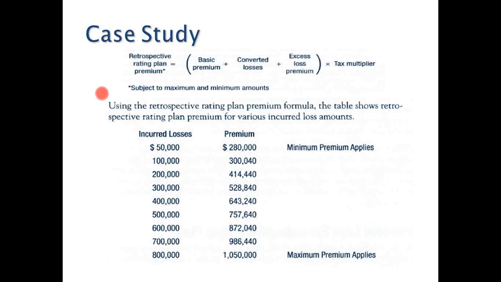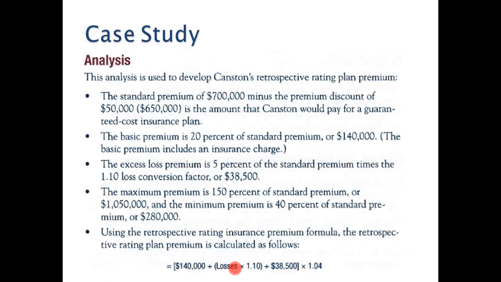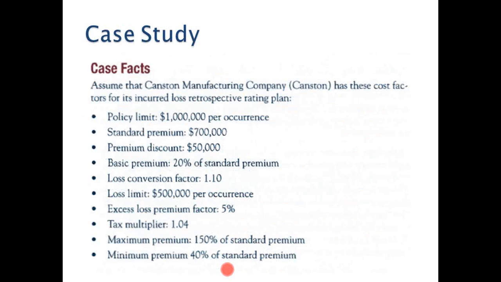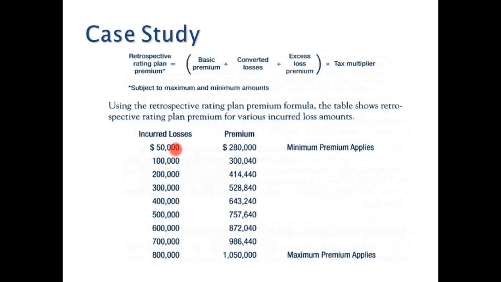So using the retrospective rating plan premium formula, the table shows retrospective rating plan premiums for various incurred loss amounts. If we had $50,000 of losses and we put that in here, if you add that up, we're going to come up a little bit shy of $280,000. It's going to be less than $280,000. So if we only have $50,000 in losses, we're still going to pay that minimum premium no matter what.